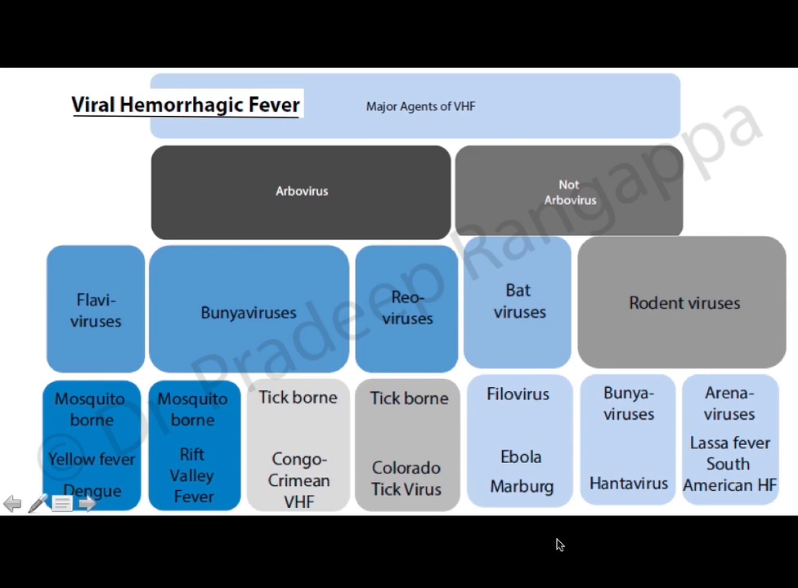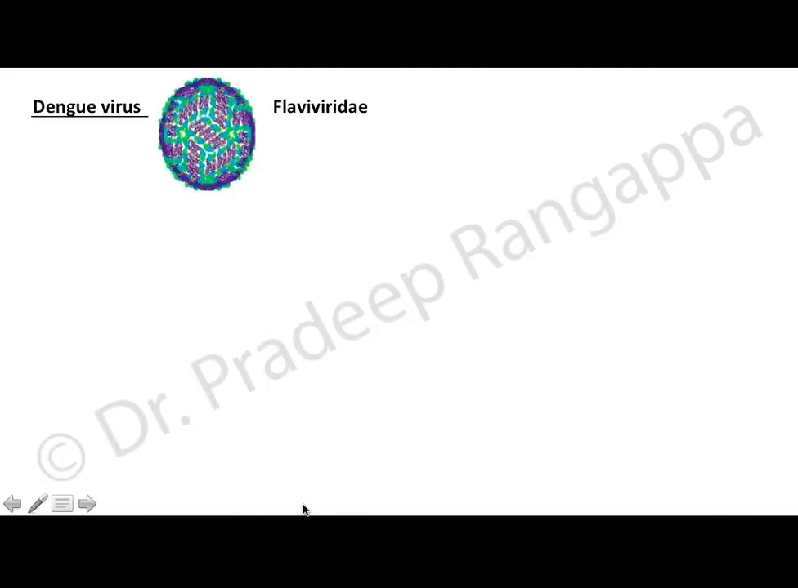What is relevant to us is possibly the dengue virus, which comes under flavivirus. I think Ebola made some news, and Hantavirus is claimed to be present in India. Congo Crimean hemorrhagic fever probably is more in African countries. So now let's look into dengue, because this is what we deal with in India. I think we need to know a little bit about dengue.